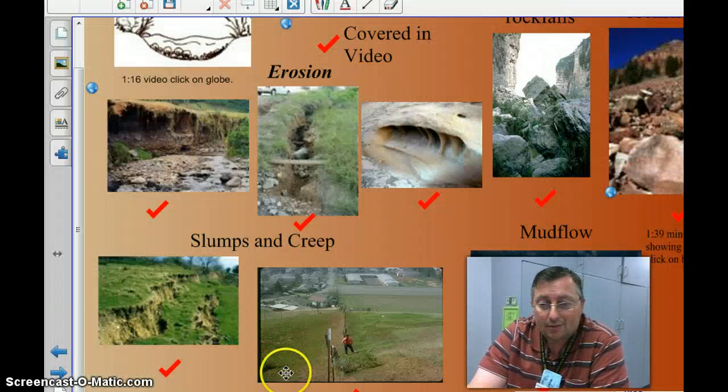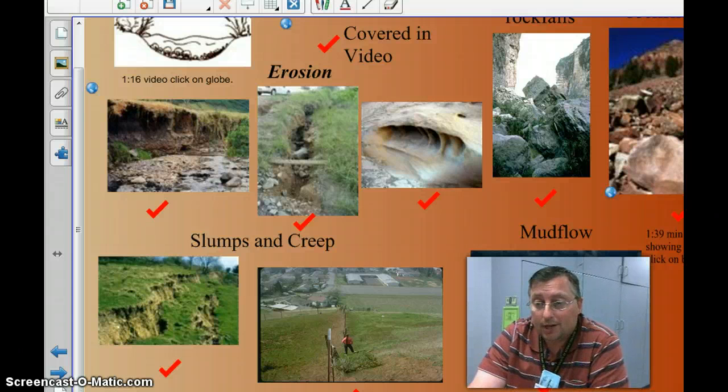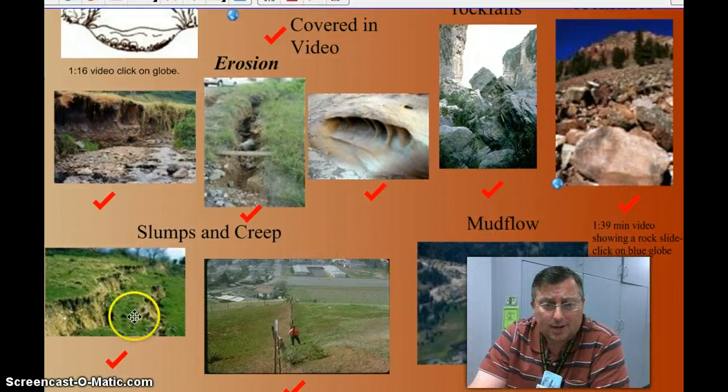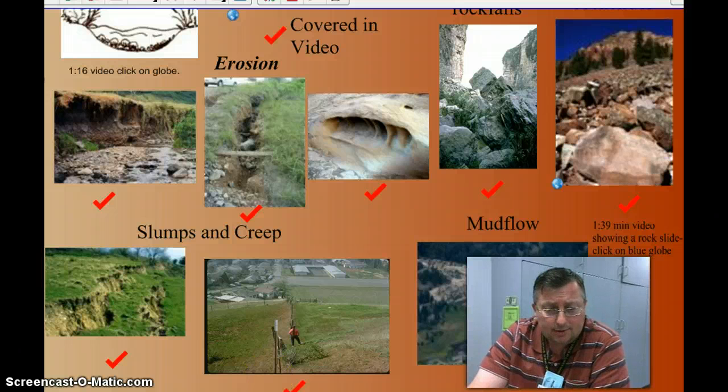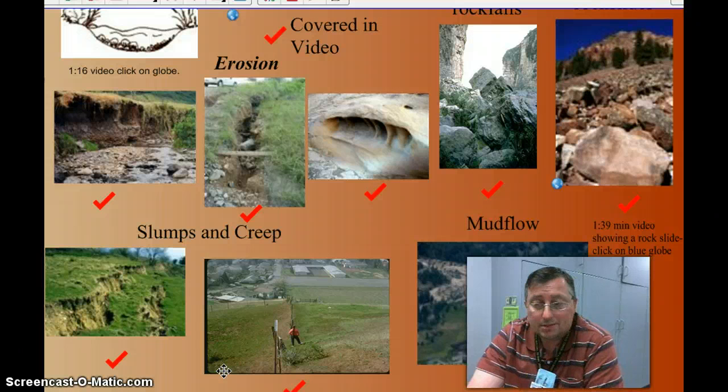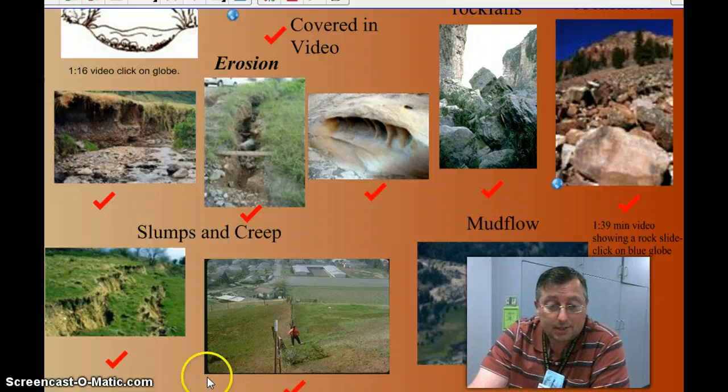So that right there, a lot of review from the previous chapter, but still moving on into this chapter. Like I said, we don't have a picture for Slump or for Creep. I do have a little video clip about a mud flow.